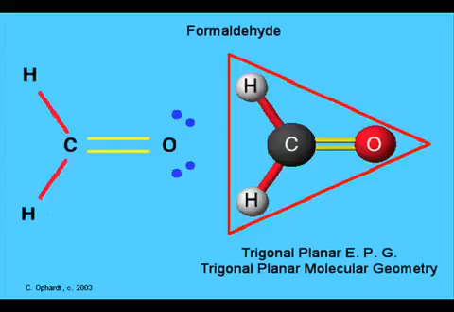So trigonal planar is the next one we're going to be talking about. Here you're going to have 3 atoms surrounding the central atom. So basically it looks like a triangle in a flat form.